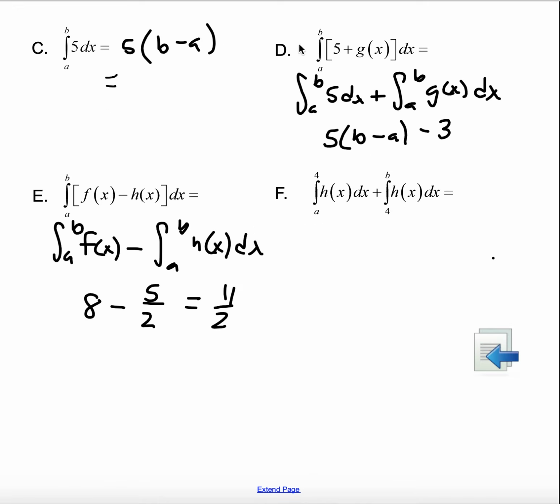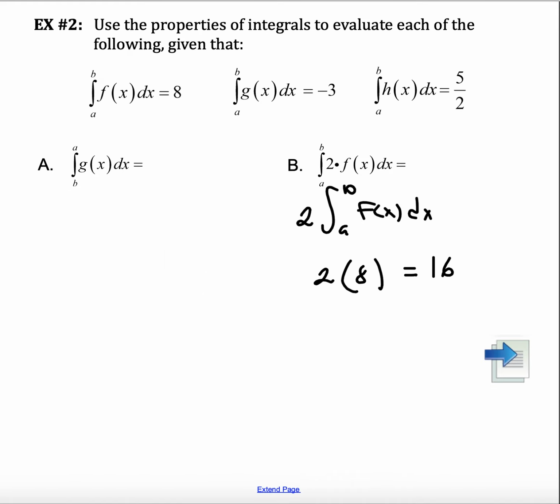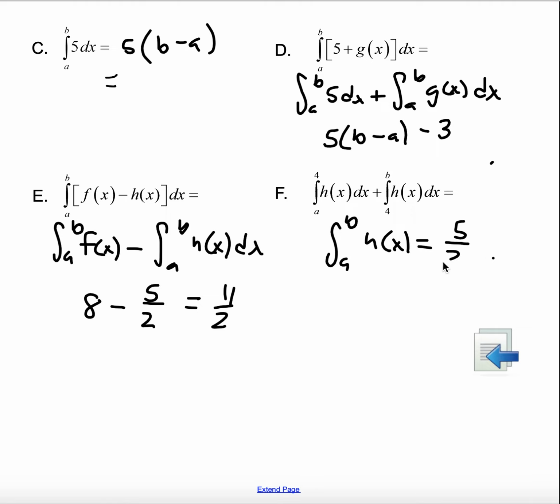So we could write this, the integral from a to 4 of h of x plus the integral from 4 to b of h of x, is just going to be the integral of h of x from a to b. And what is that equal to? From our notes, I think they said that was 5 over 2. Okay, there you go.